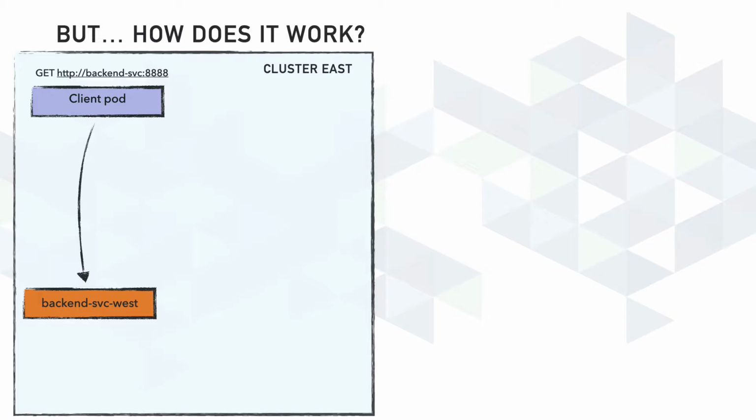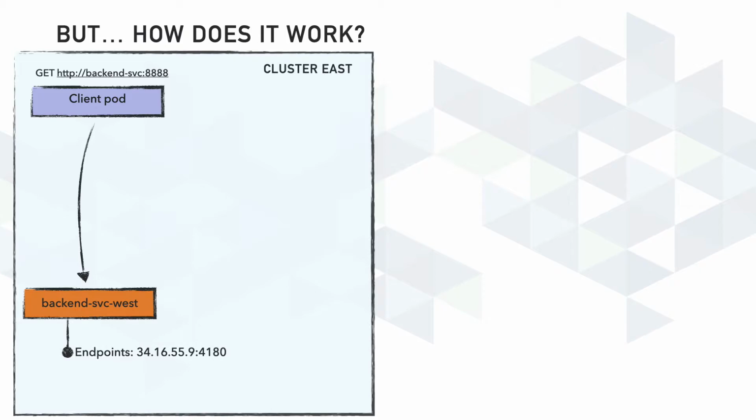Now, what's going to happen is that this service, actually, there is no pod behind it. The pod is located on cluster West. But what there is, is that this service has an endpoint that the service mirror has created that has the external IP of the gateway of cluster West. So the traffic will go to that IP on that port.